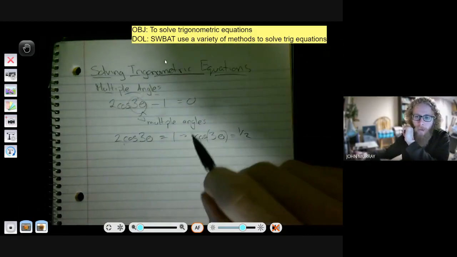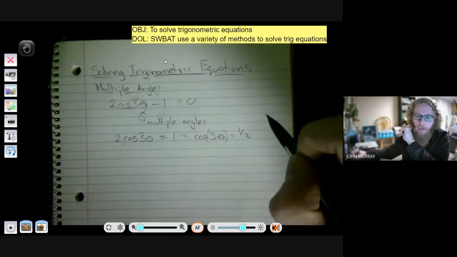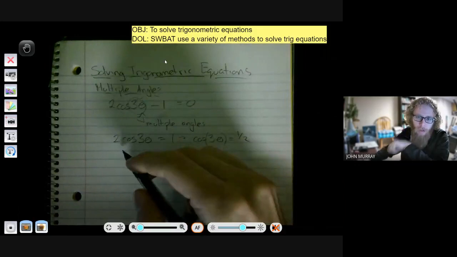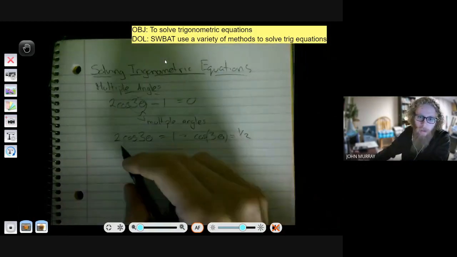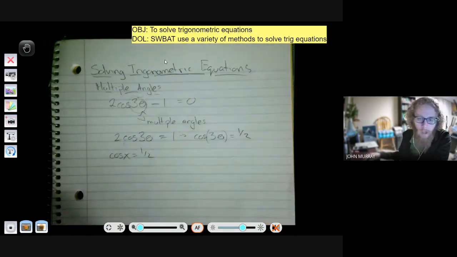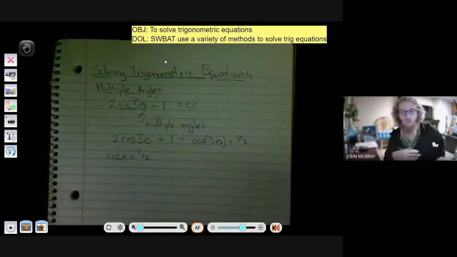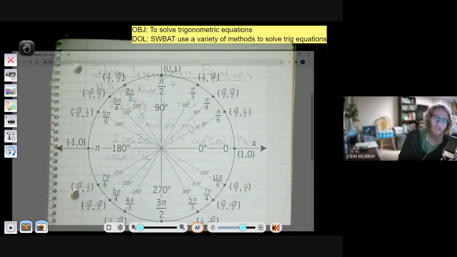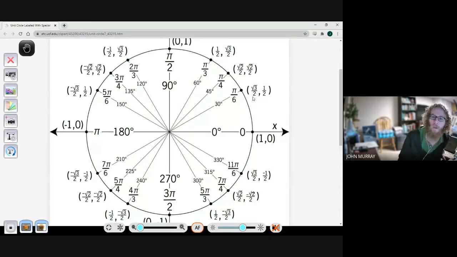So my next step here would be getting rid of that cosine. I'm just going to replace this right now. When does cosine equal 1/2? This is your basic rule. Maybe you've memorized this by now. If not, we can reference the unit circle. Cosine is the x value. When does it equal positive 1/2? So we have pi over 3 and then 5 pi over 3.